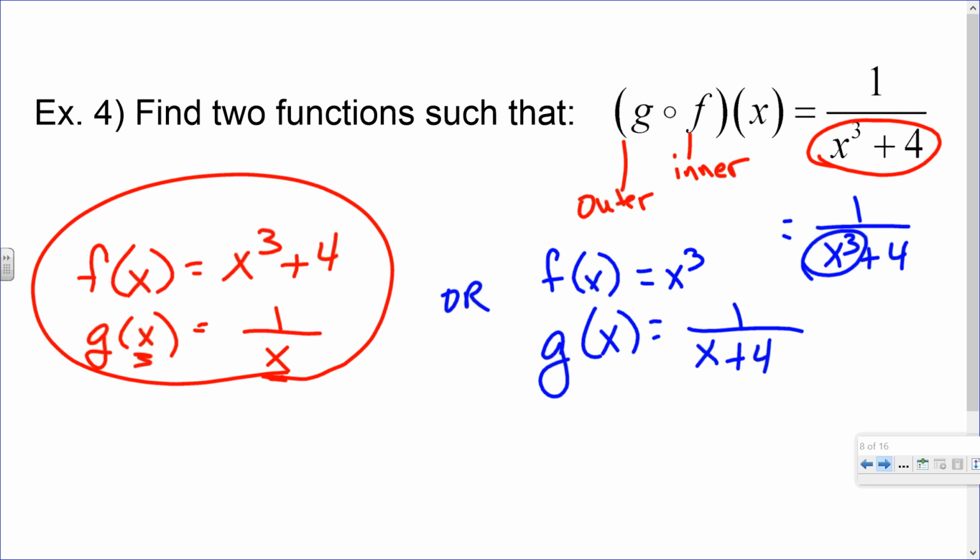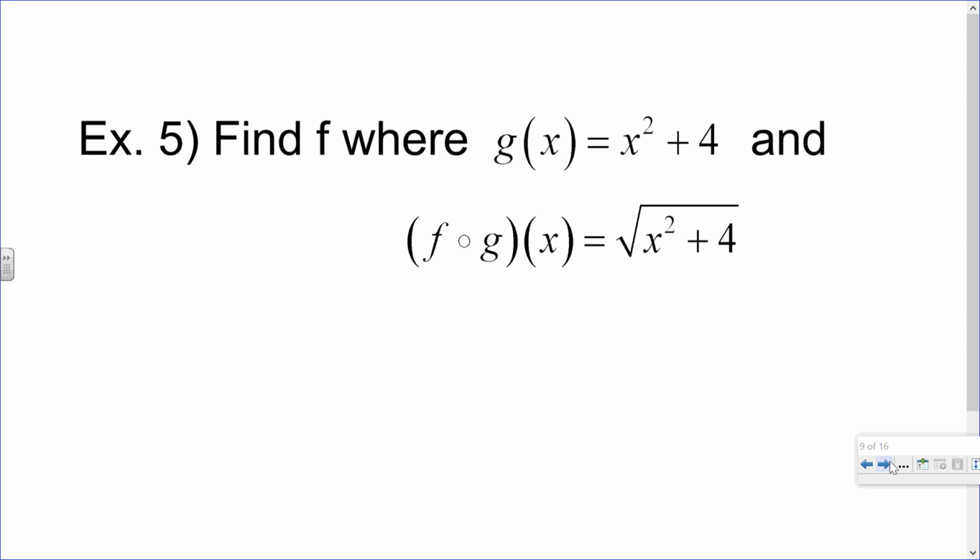Sometimes, however, they will give you the final composition, root x squared plus 4, and they will tell you what either f or g has to be. Then there's only going to be one correct possibility. So for this one, g is inner or outer? Inner. And so this says the inner one is x squared. What do we still need to do to that part that I have circled to get the final composition?